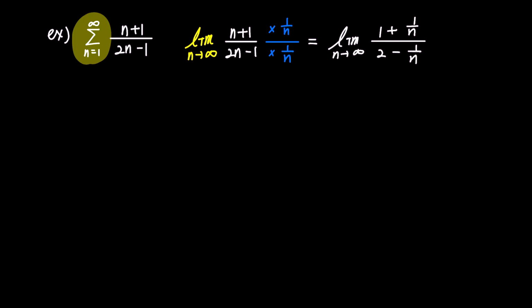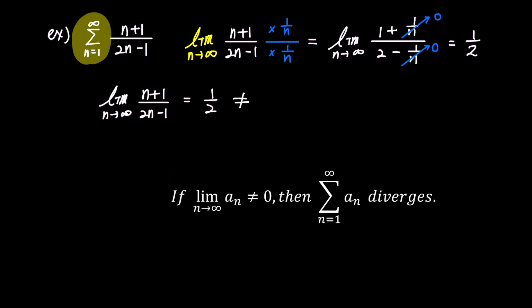And as n approaches infinity, the 1/n terms in the numerator and denominator become negligible. Therefore, the limit is 1/2. In summary, the limit of (n+1)/(2n-1) is 1/2, which is not equal to 0. As a result, by the nth term test, the infinite sum of (n+1)/(2n-1) diverges.